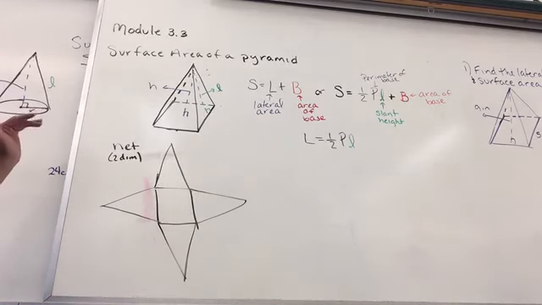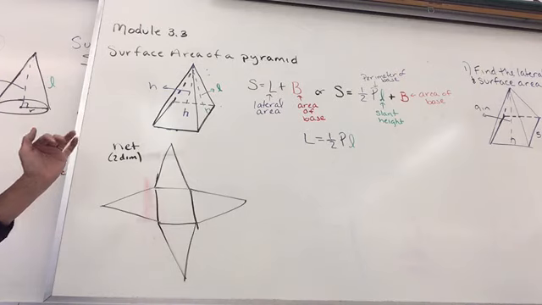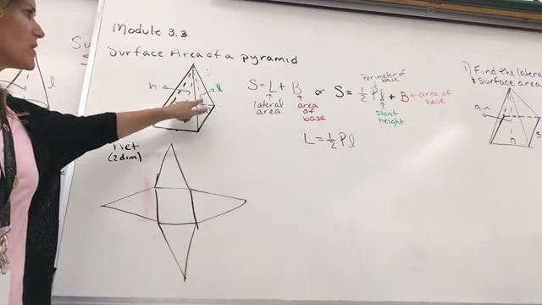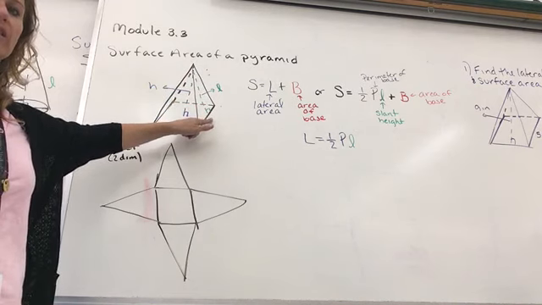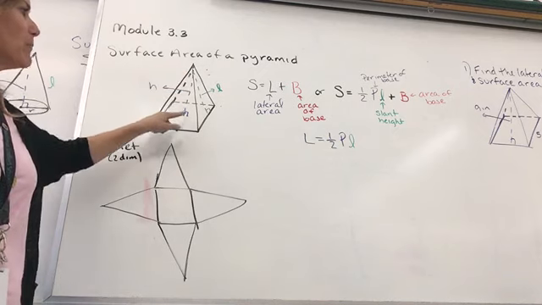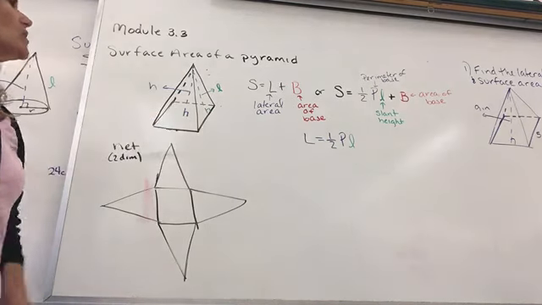But on pyramids, we have what's called a height and a slant height. And the same thing with the cones. So the slant height is if you were sliding down the face, and it's perpendicular to the edge. The height goes from the tip to the middle of the base.